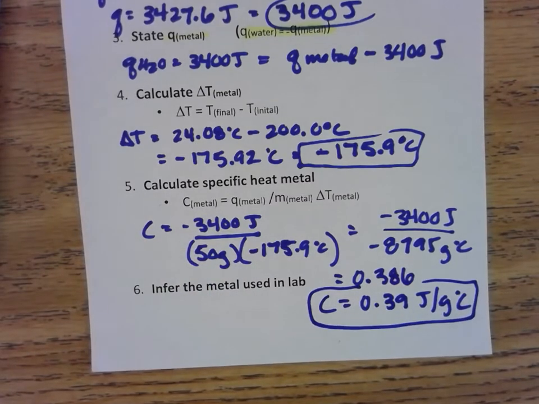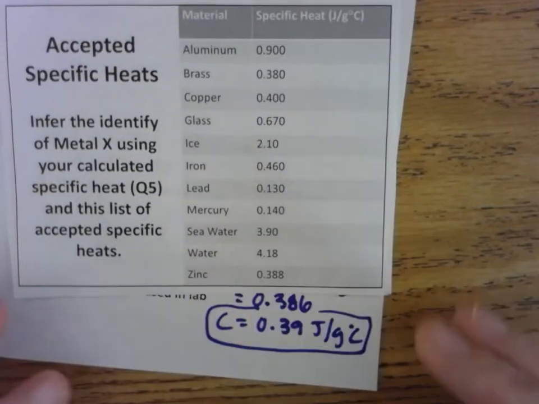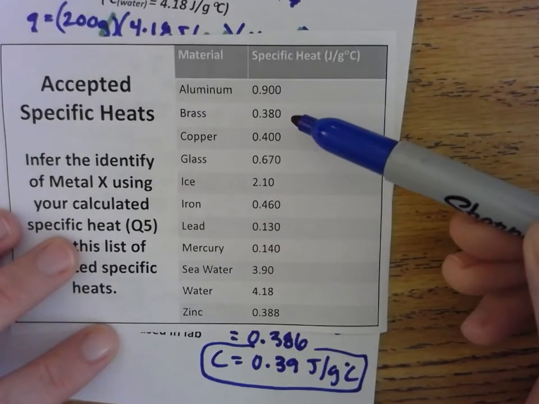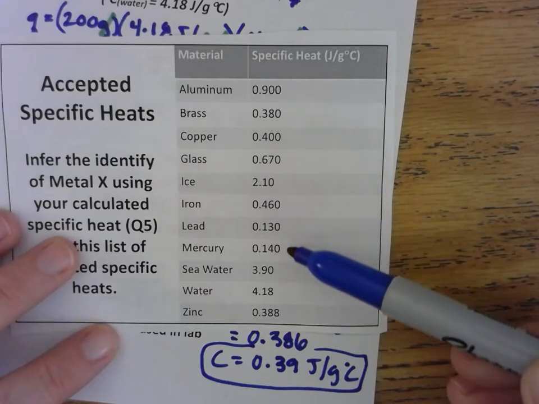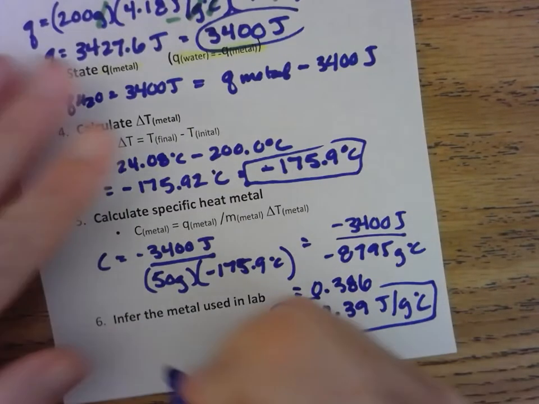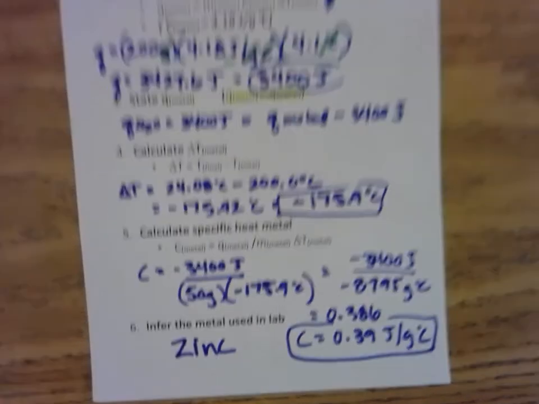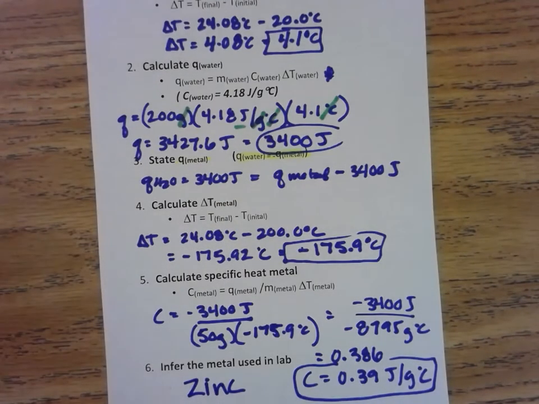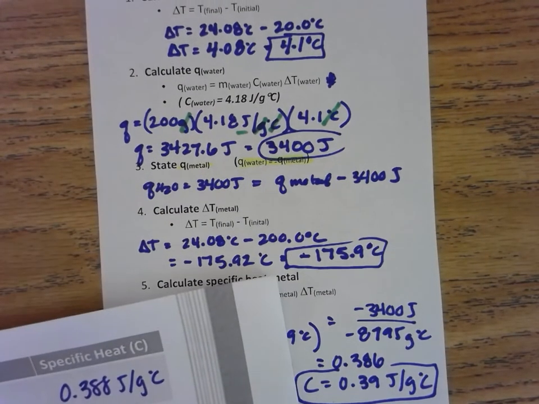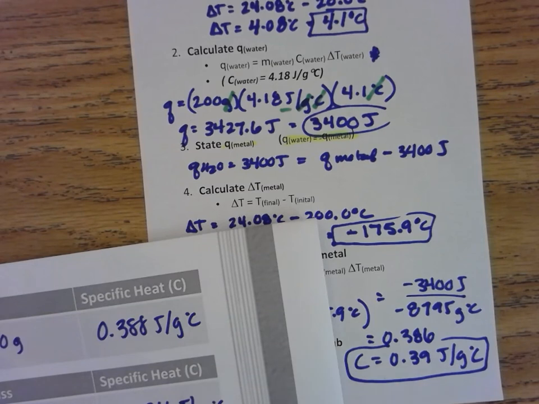And all I need to do to infer the metal is take a look at this, and these are like densities, so I need to find the number that is closest, and it looks like this one. Therefore, zinc was the metal that they used in the simulation. Now if we go back and check, I had you write down the specific heat, which you weren't aware of at the time, and the specific heat you wrote down was this one, which is exactly what we calculated.